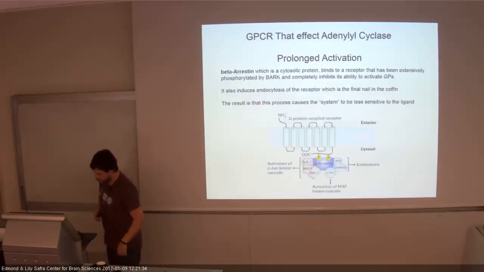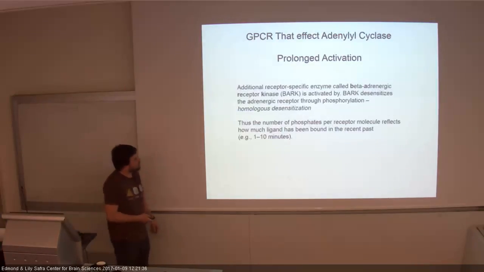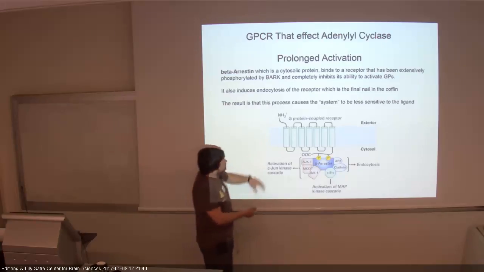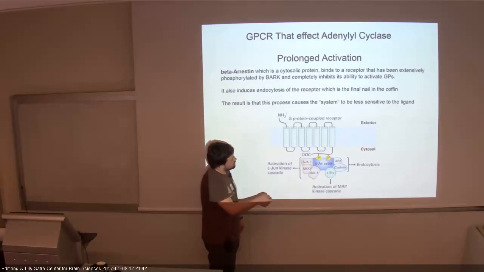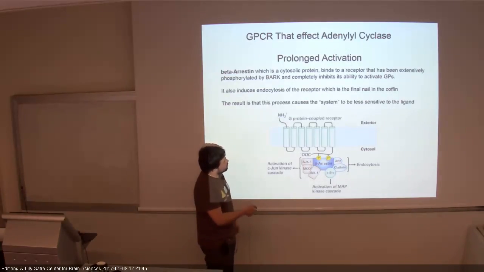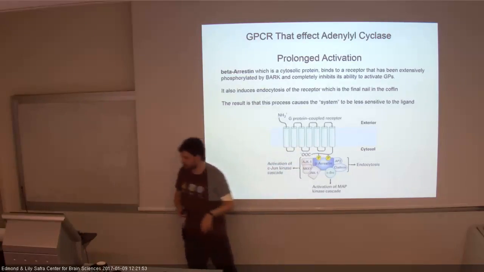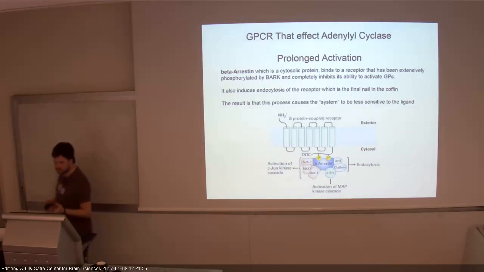But ignore this for a second, you can imagine that if this is the receptor, this is the cytoplasmic exterior, then what BARK does is adding phosphate groups to specific cytosolic areas of the receptor. But what does this phosphorylation do?